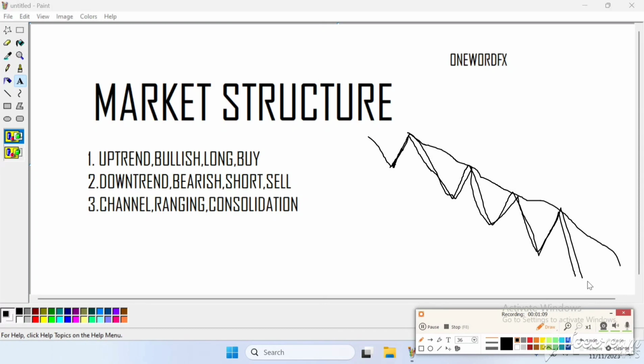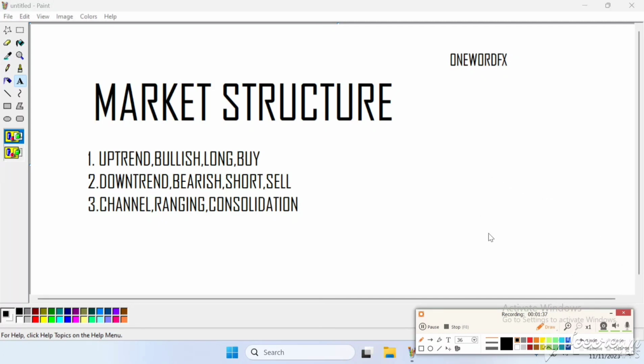Please don't mind my drawing, I'm just trying to illustrate to you guys. We are definitely going to go to the chart and I'm going to show you how to identify this movement, because it can get complicated when you are actually in a live chart.